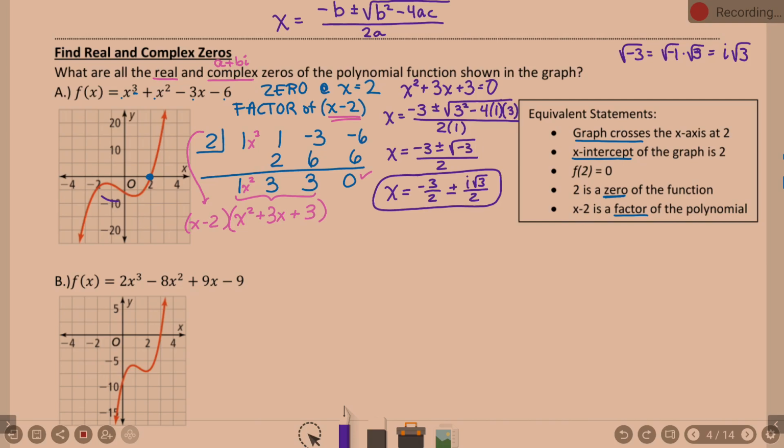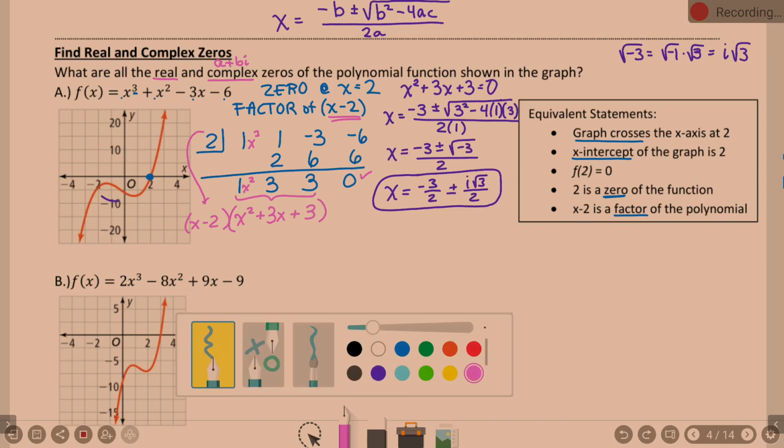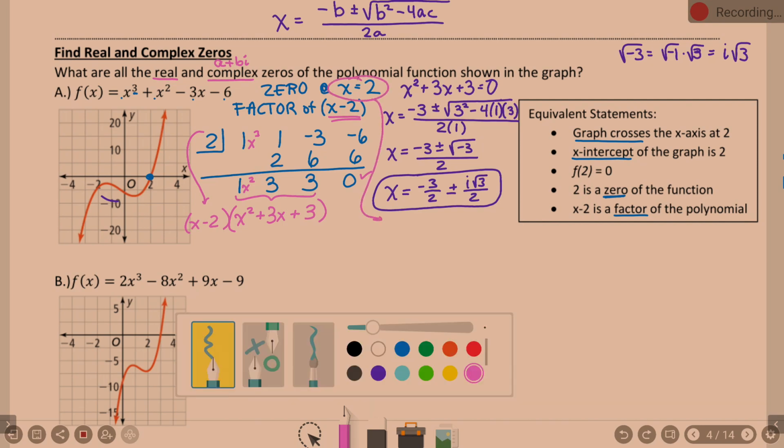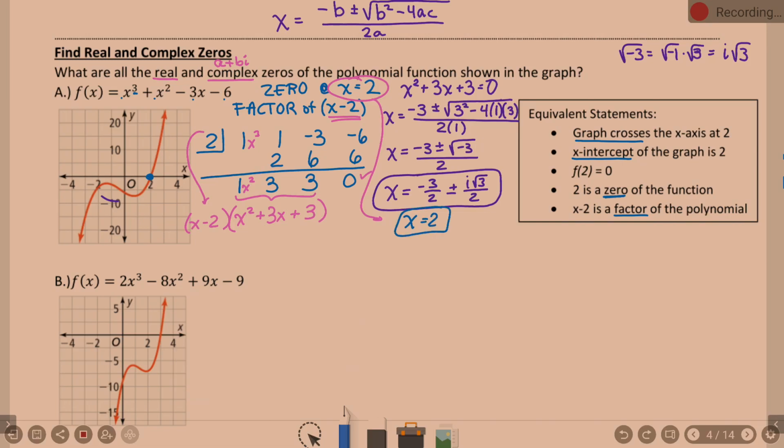What did we also already have? My real zero of x equals 2. How many zeros do I have right there? Plus or minus counts for 2. And then there's this one, 3. How many zeros should I have? 3, because it was x to the third.